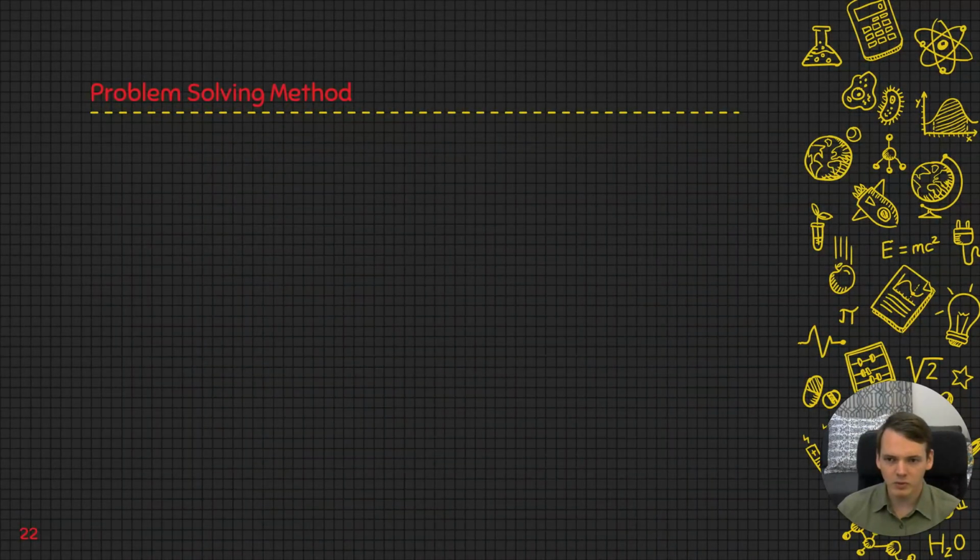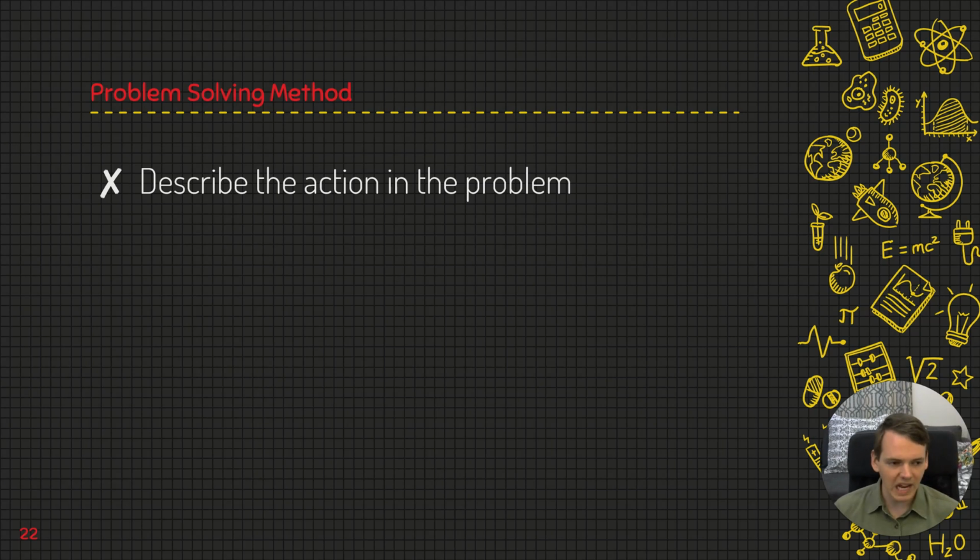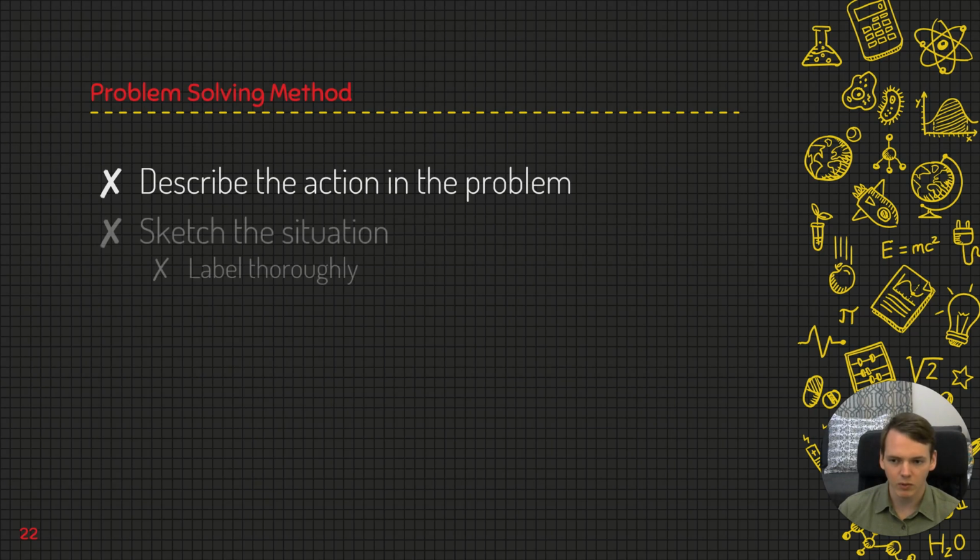So that problem-solving method is as follows. First, describe the action in the problem. Sometimes there's a giant paragraph of text, and this is just a matter of saying what's actually happening here. It might tell you all this stuff, and then what's really happening is a ball falls off of a window and bounces once. Just being able to describe that so you have in your head, here's what happens. That's what you want to go for.